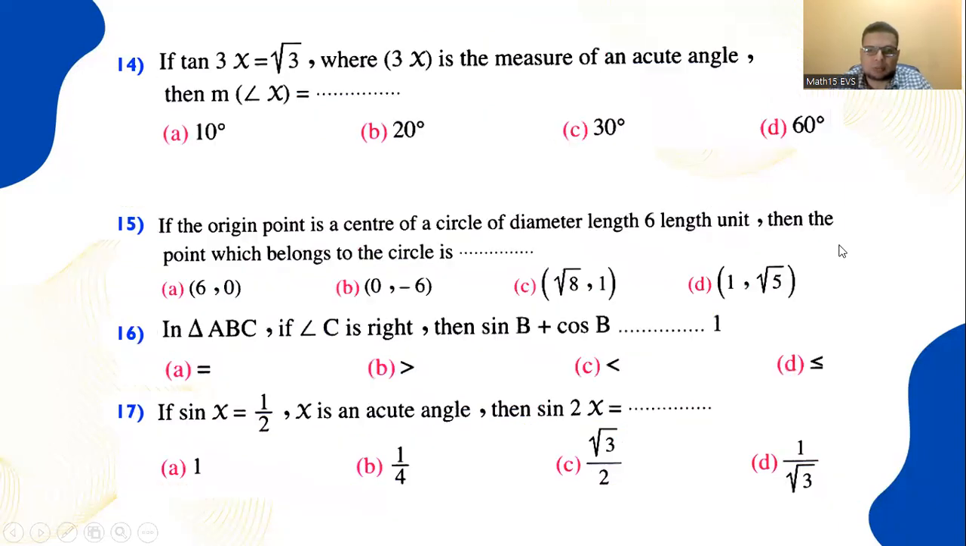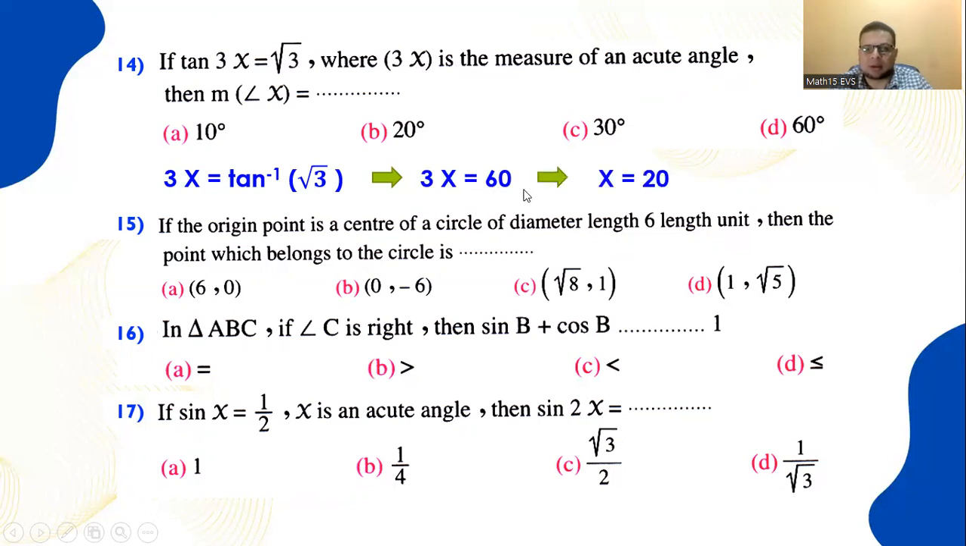Question number 15. If tan 3x equals √3, where 3x is the measure of an acute angle, then find the measure of angle x. Shift tan of √3. You will get the value of 3x. You will get the value of 3x equals shift tan √3. You will get 60. So 3x equals 60. So x equals 60 divided by 3, which will be 20.